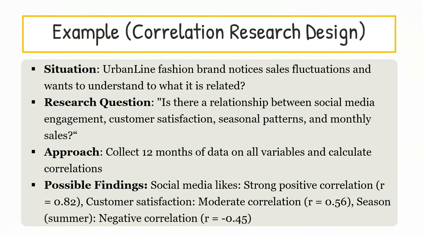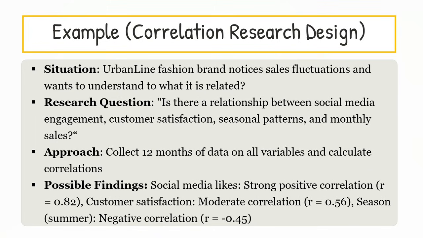Similar to cause and effect, the correlation research design also involves two or more variables, and here the researcher wants to find if there is any relationship or association between the variables under study. So let us discuss a situation. Urban Line fashion brand notices a sales fluctuation in their product category and wants to understand what it is related to. The research question will be, is there a relationship between social media engagement, customer satisfaction, seasonal patterns of purchasing the product, and the monthly sales of their product?